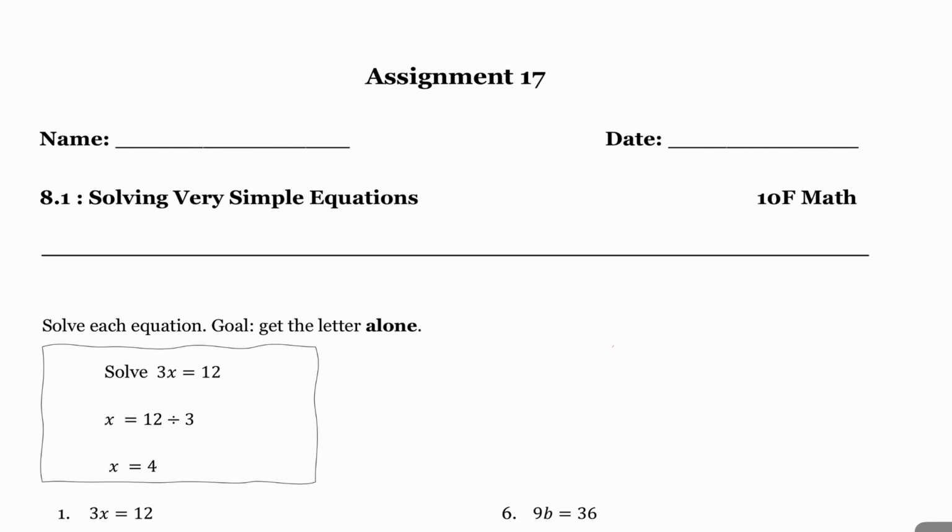To do that we will use the opposite operation. For example, if your variable is multiplied, we divide. If the variable is divided, we multiply. So let's start with a few examples together.